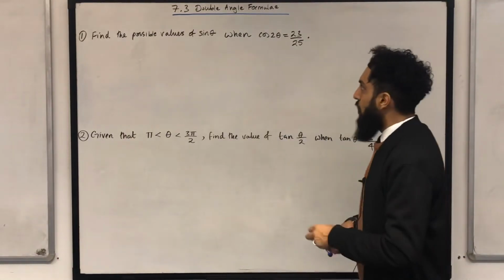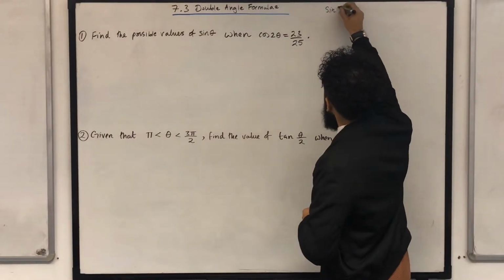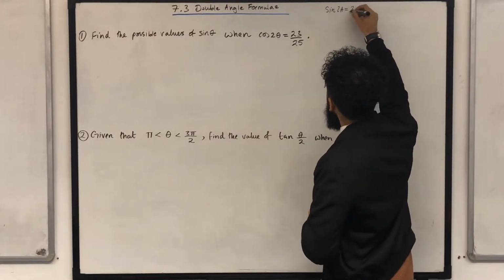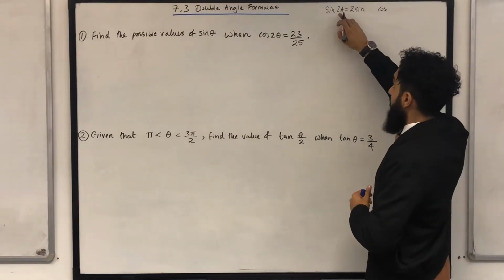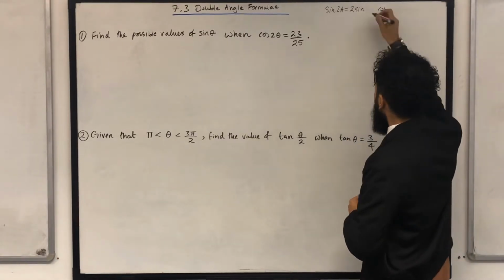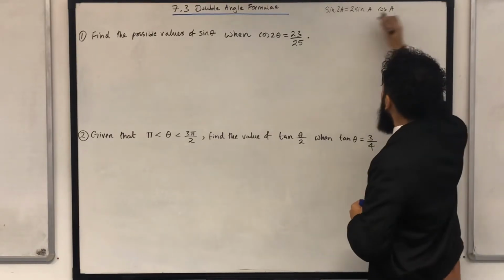In today's video tutorial, I'll be looking at 7.3, the double angle formulae for trig. Let's start off with the double angle formula for sine. I have that sin 2A is equal to 2 sin A cos A. What I do is I take the angle 2A and I half it. I get A over here and A over here. This is true for any A.